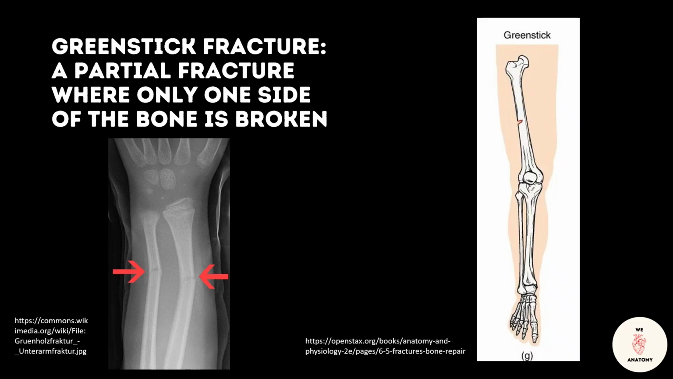Green stick fractures are most common in children due to the relative flexibility of their bones. These are partial breaks where only one side of the bone fractures, as you can see in this drawing here, and in this radiograph with green stick fractures of both the distal radius and ulna.